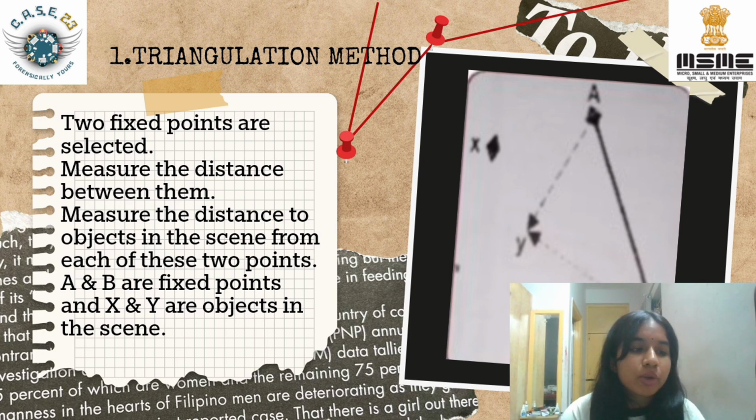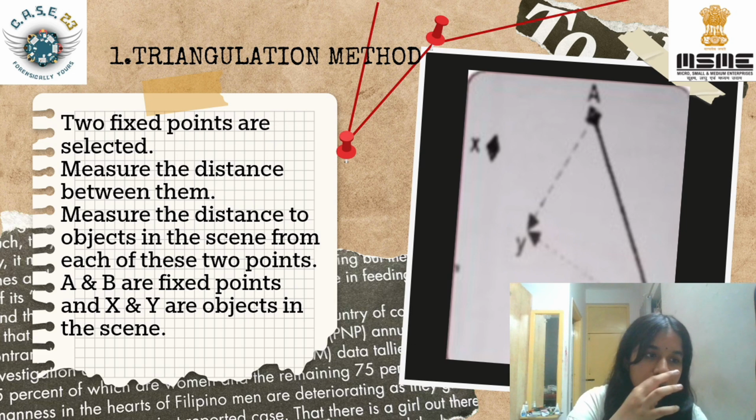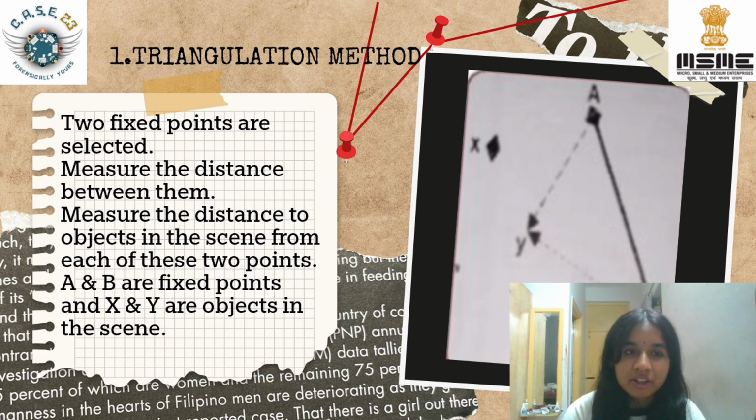So by using these measurements, the location of the object can be determined by drawing two arcs from the reference points, that is A and B. Let's say we are drawing a thin line from A and a line from B to the object Y, and the point of intersection will be established as the location of the evidence. So this is basically the triangulation method.